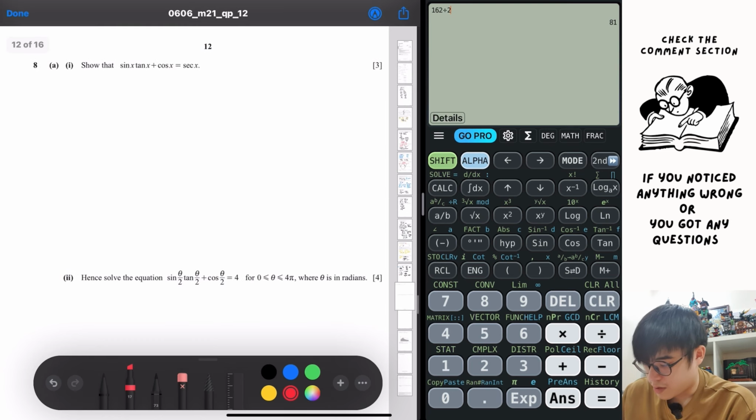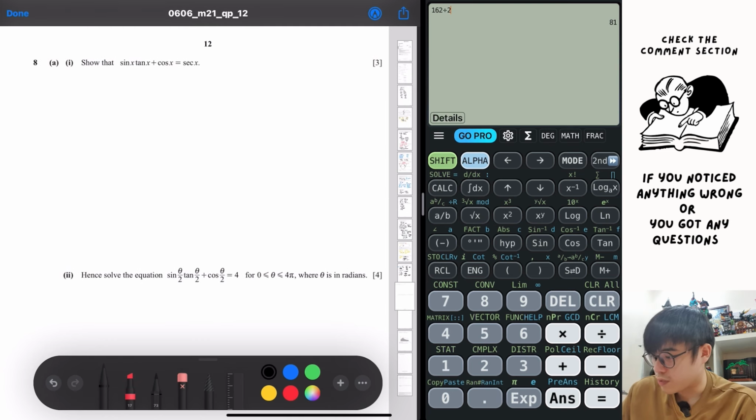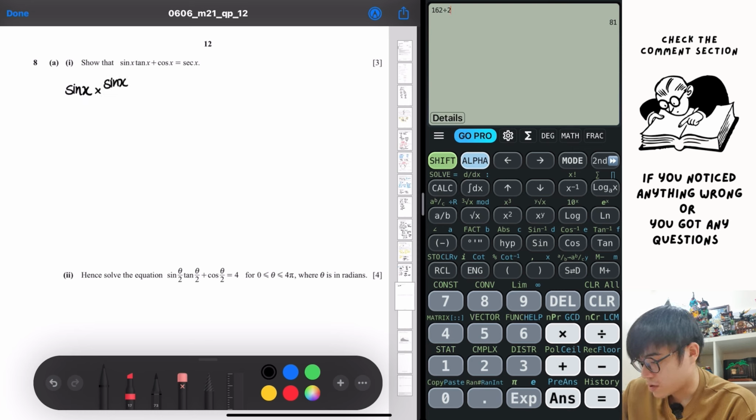8 part 1. They want us to prove this, so I'm going to try to adjust the tangent. Tangent is actually sine x over cos x.